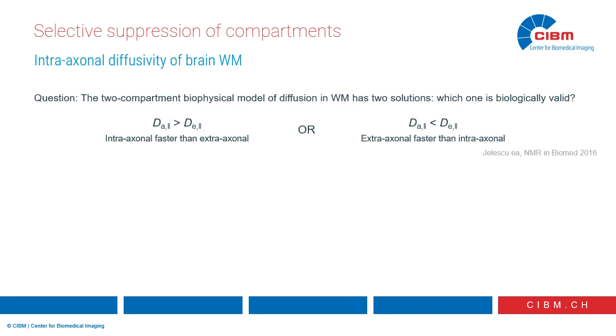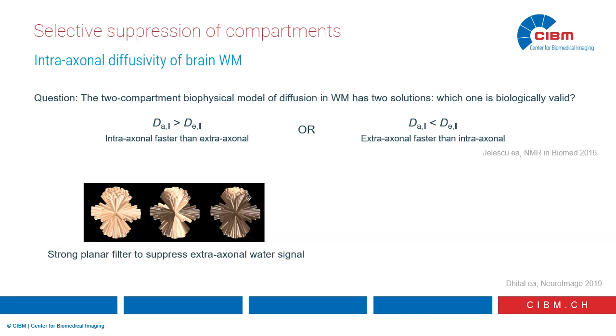And the question that had arisen in the community a few years ago is, of the two solutions of the two-compartment biophysical model of diffusion in white matter, which one is biologically valid? And it was coming down to either the intra-axonal diffusivity is faster than the extra-axonal or the other way around.